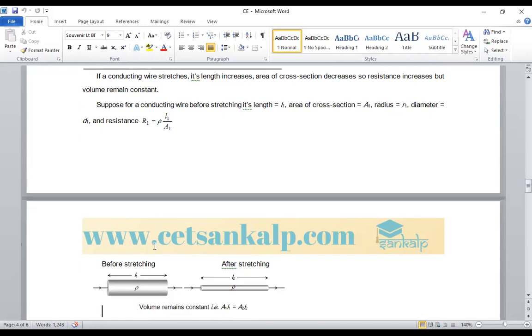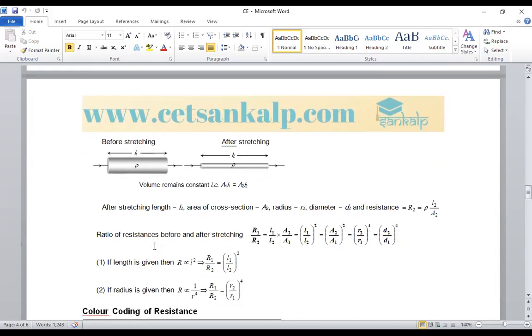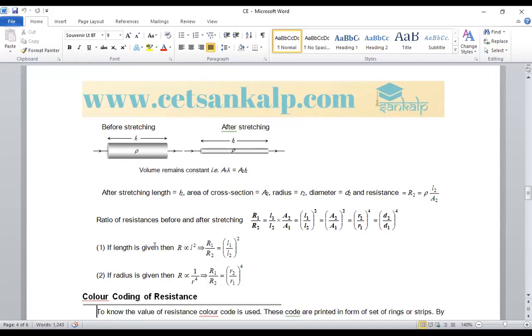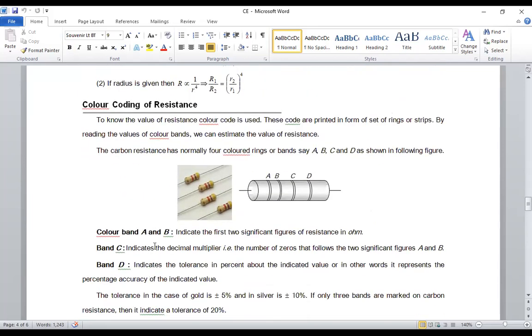You can see the diagram here, before stretching, after stretching. Before stretching, you can see that particular area of cross section. After stretching, the area of cross section decreases. So please remember, whenever you start stretching the wire, the length and the area change, but the volume does not change. That's very important. Next, color code.